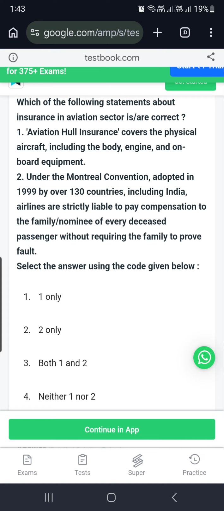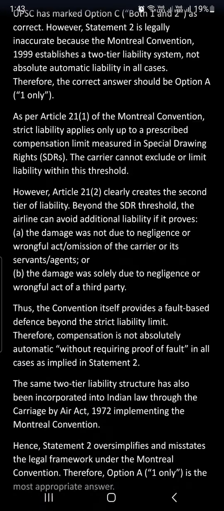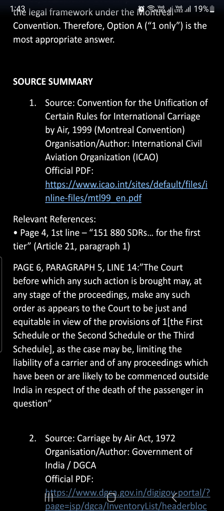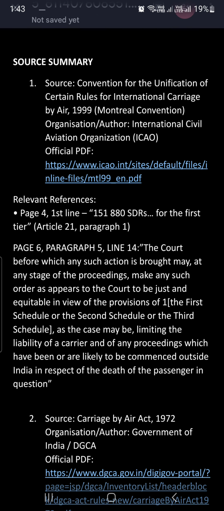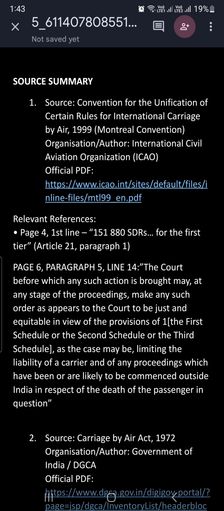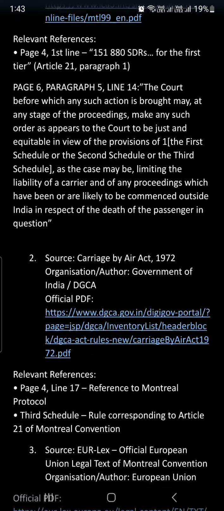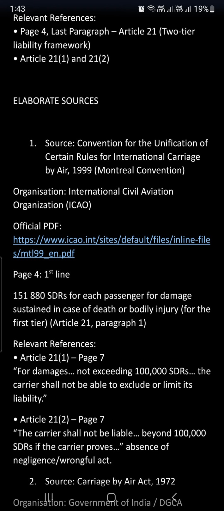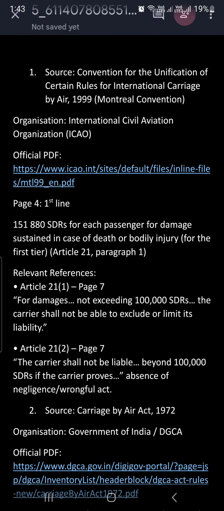Now who is saying that? I am not saying that. There are 3 official documents, the Montreal Protocol, which I'll be uploading, in which they mention 151,880 SDRs for the first tier. So they are mentioning this tier-wise, 2-tier, like if there is damage of a certain specific amount of SDRs, only then they are expected to compensate, or else the airlines are not expected to compensate.